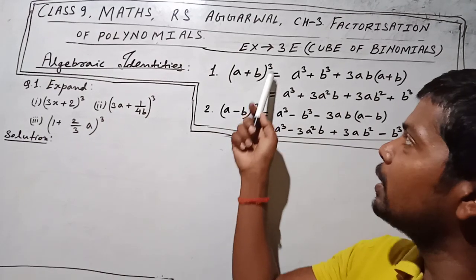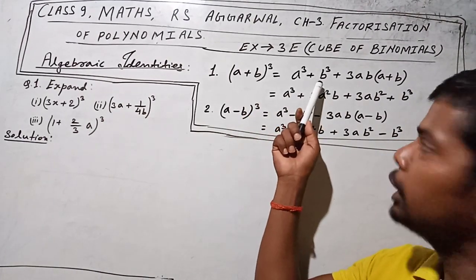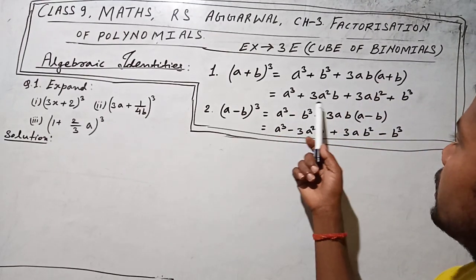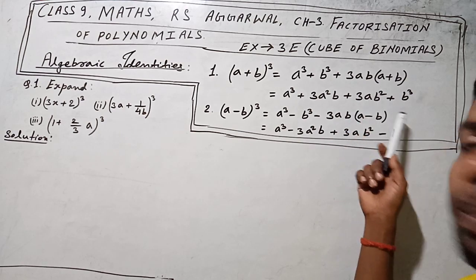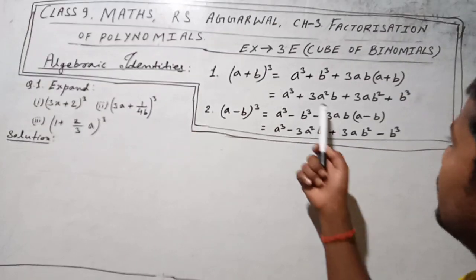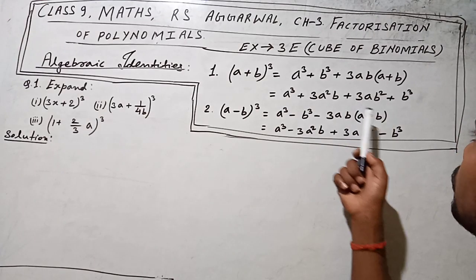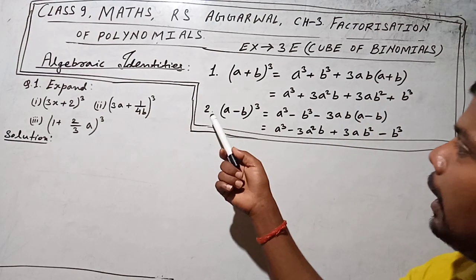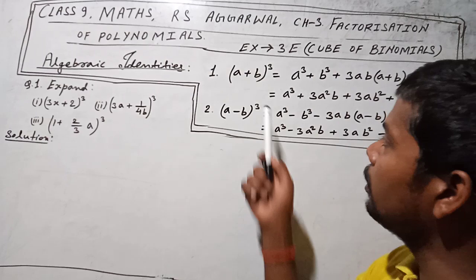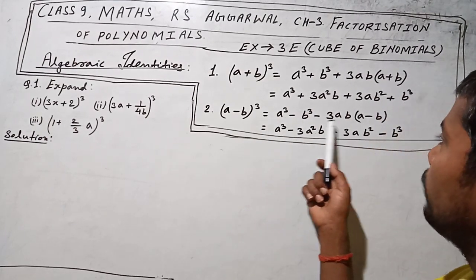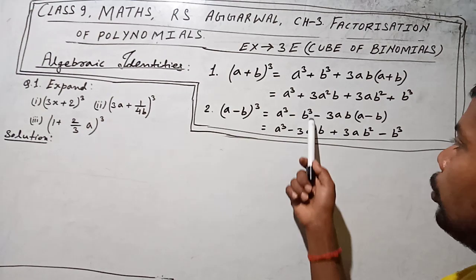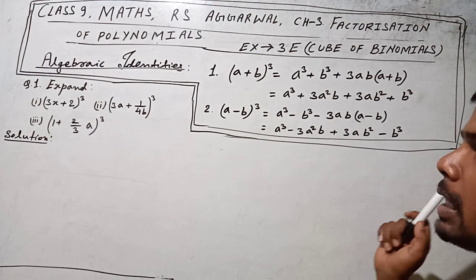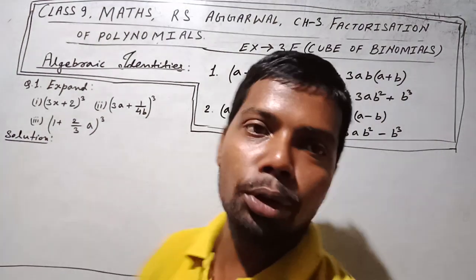The first one is (a plus b) whole cube is equal to a cube plus b cube plus 3ab into (a plus b), which is also equal to a cube plus 3a square b plus 3ab square plus b cube. We can see that 3a square b and 3ab square have been derived by expanding the last term 3ab into (a plus b). And the second identity is (a minus b) whole cube is equal to a cube minus b cube minus 3ab into (a minus b), which is also equal to a cube minus 3a square b plus 3ab square minus b cube. So we are going to deal with the questions now.